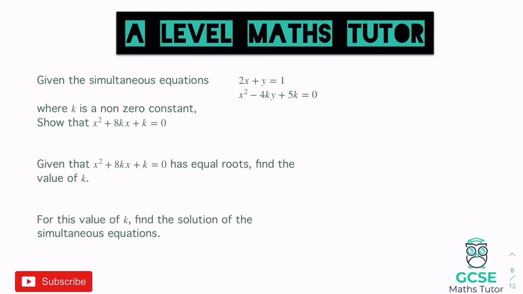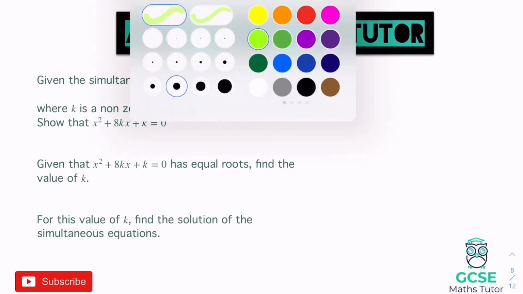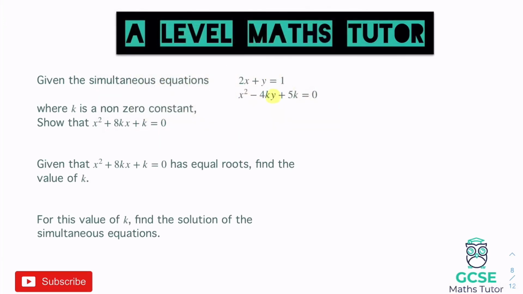So in terms of showing that x squared plus 8kx plus k equals 0, essentially what we need to do is actually go about solving it using our normal process. So we're going to rearrange that top equation and substitute it into the bottom to eliminate this y that we have. In the second equation, we want to eliminate this y. If you have a look here, we've got no y's in this equation. So if I rearrange that top one, minus the 2x to the other side, we get y equals 1 minus 2x. And we're going to substitute that into that equation there.